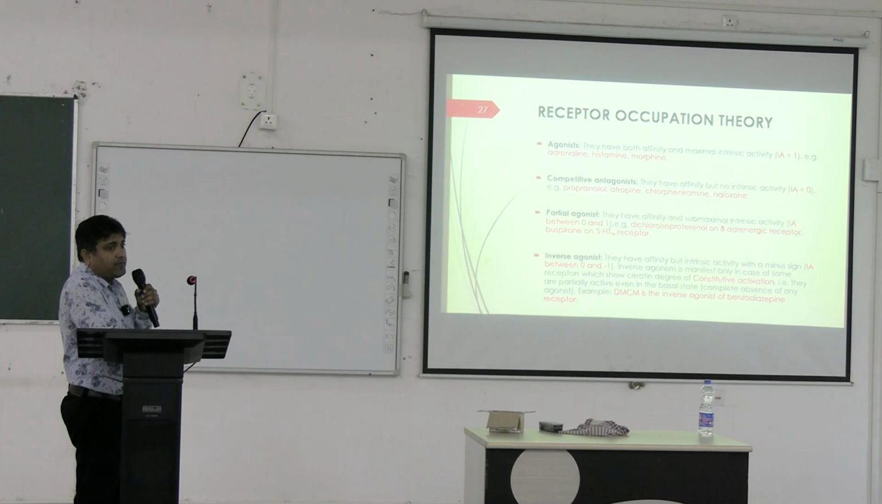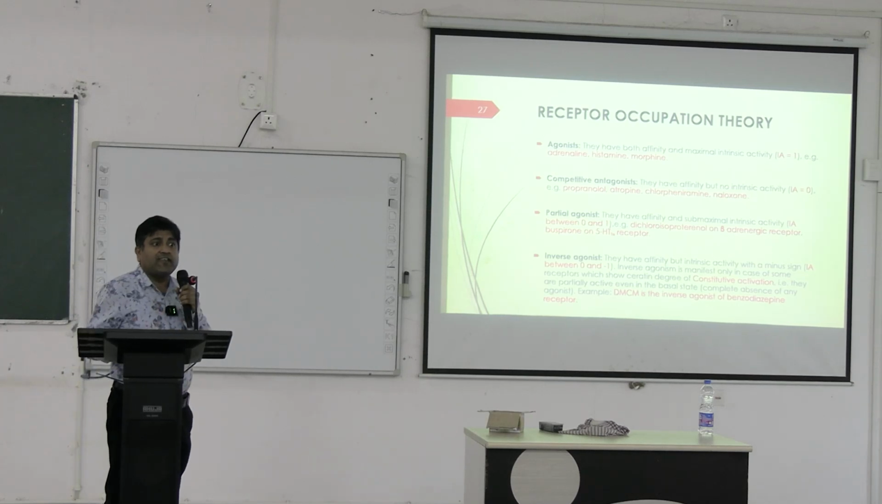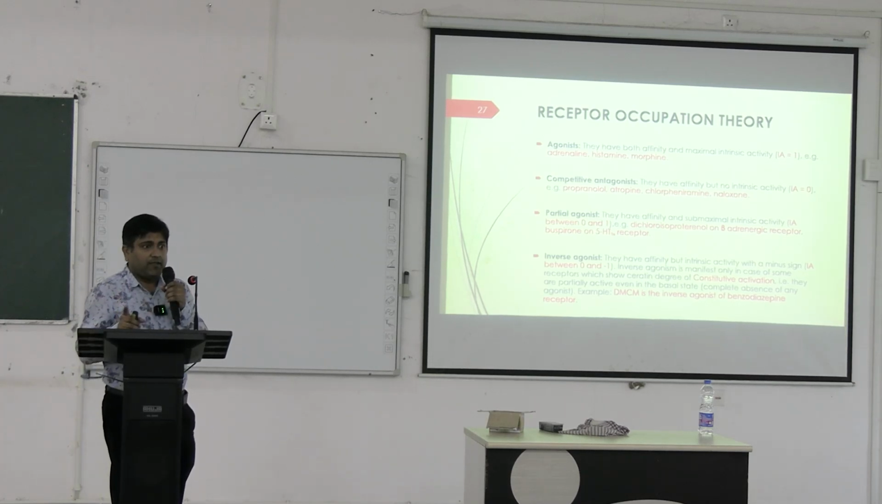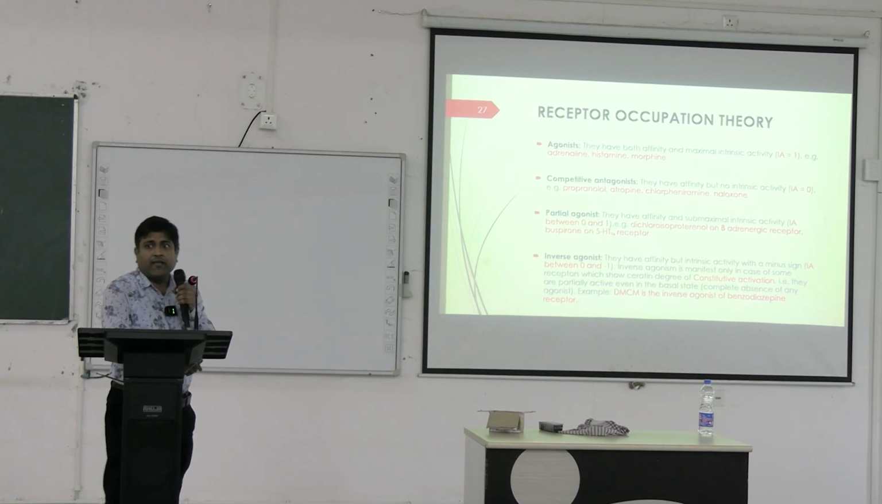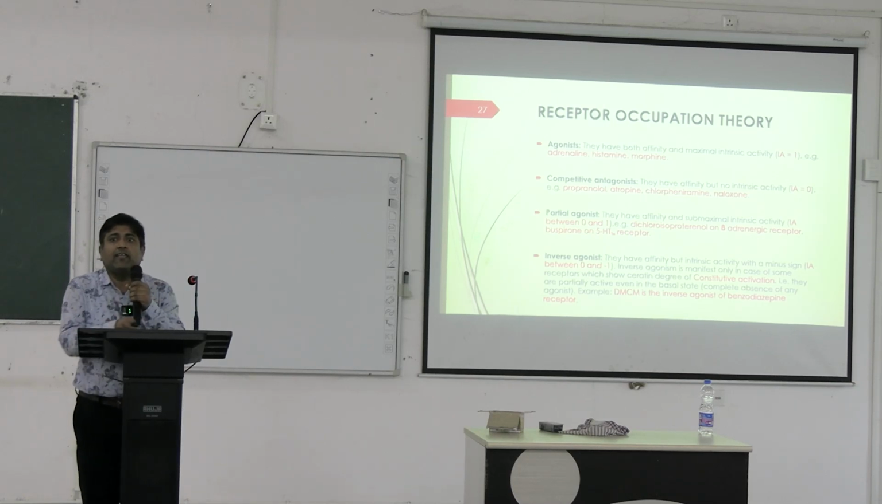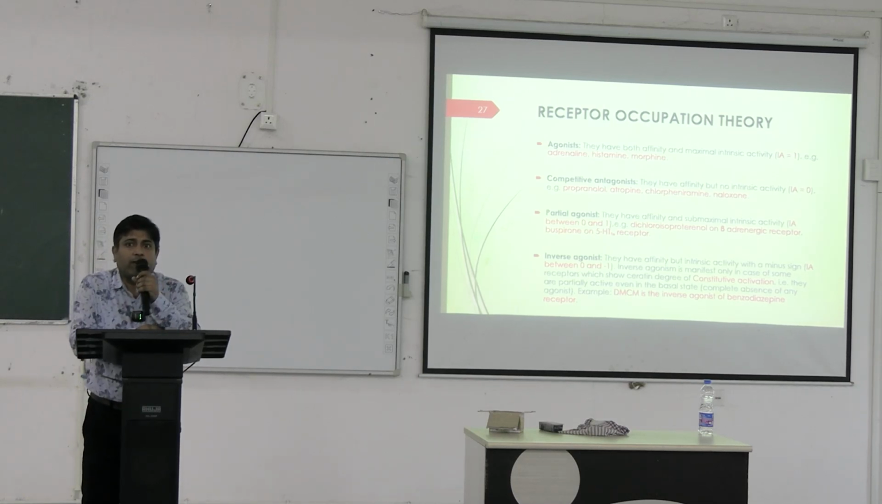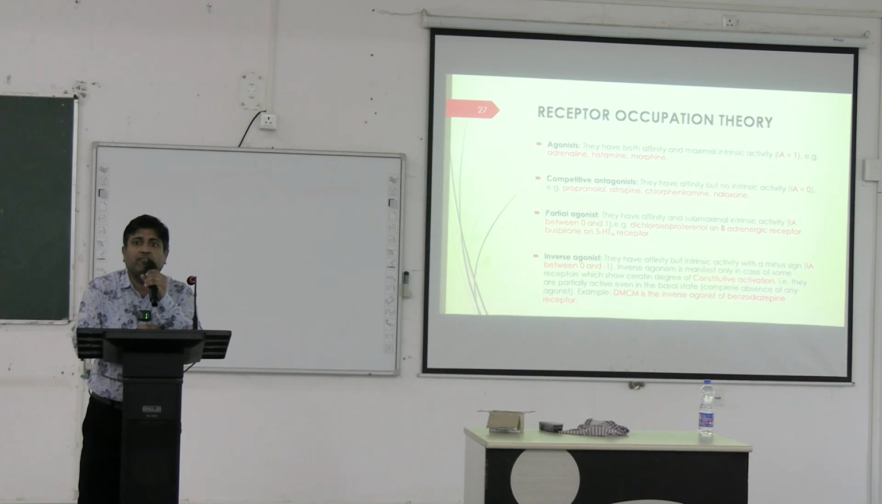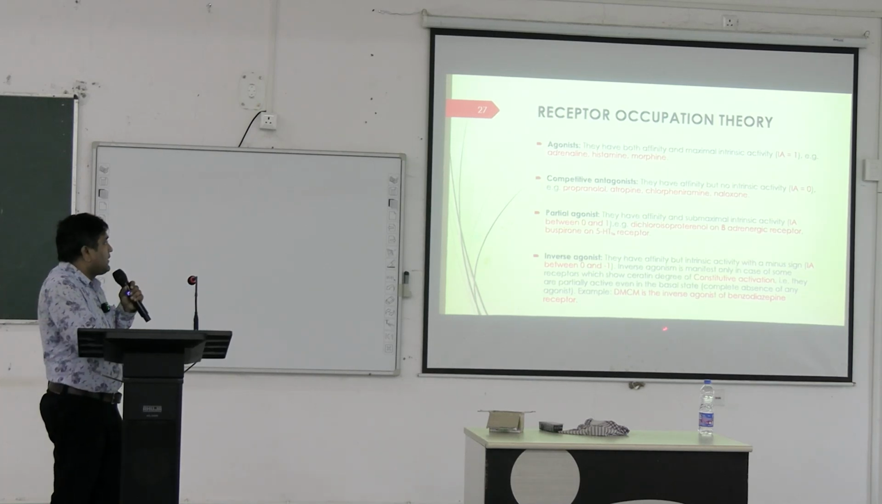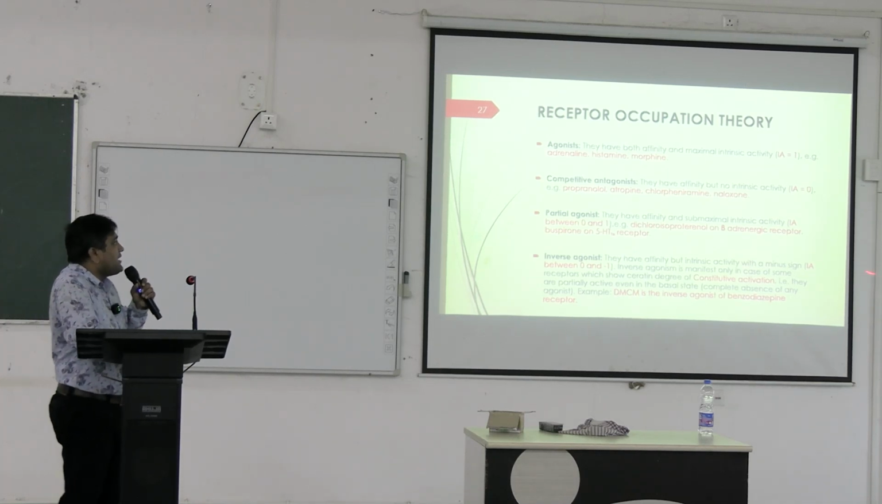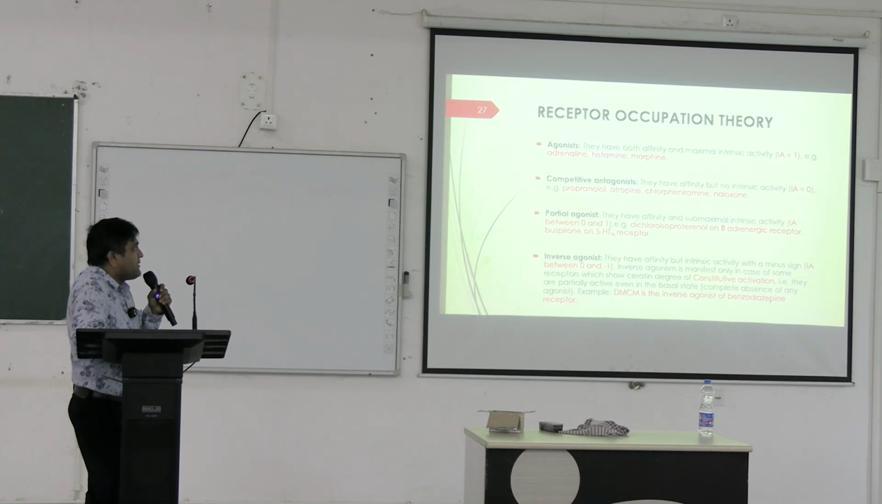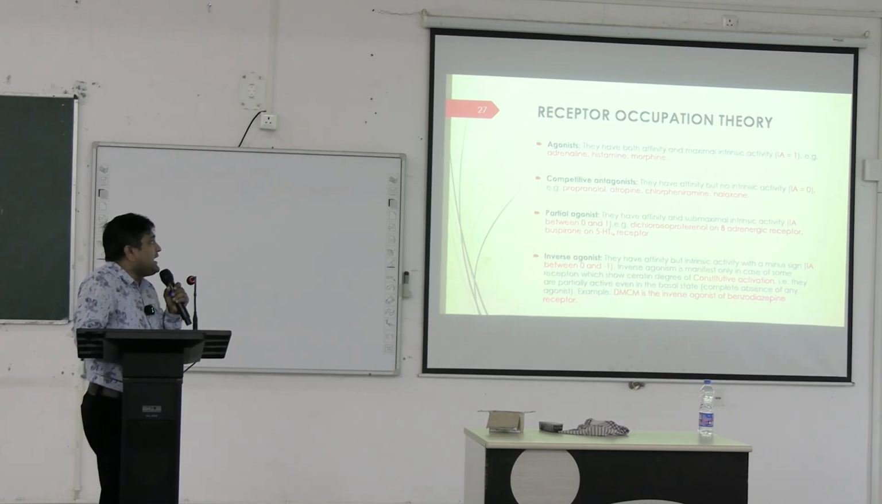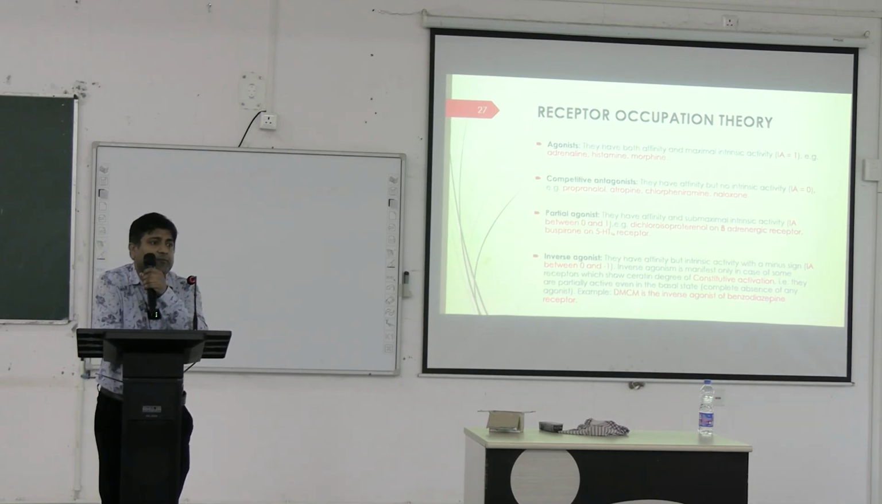Inverse agonist. Now here the intrinsic activity becomes minus. They have got affinity and intrinsic activity lies in between 0 and -1 because they are carrying out the reaction in the opposite direction. Inverse agonism is manifest only in case of some receptors which show certain degree of constitutional activation.